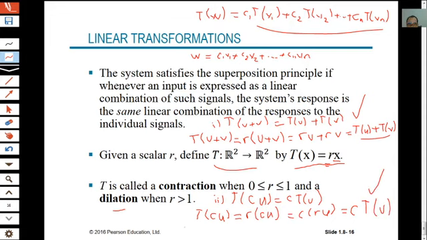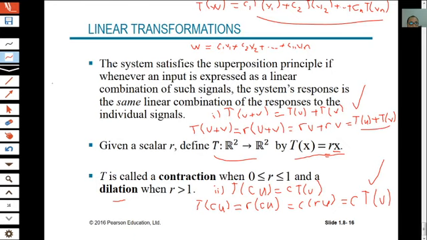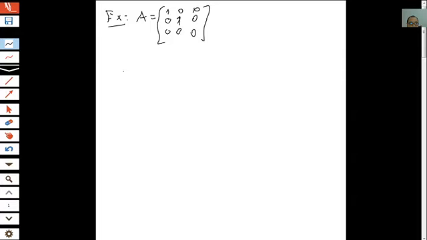So the transformation, called contraction or dilation, is a linear transformation. Okay, it is a linear transformation.